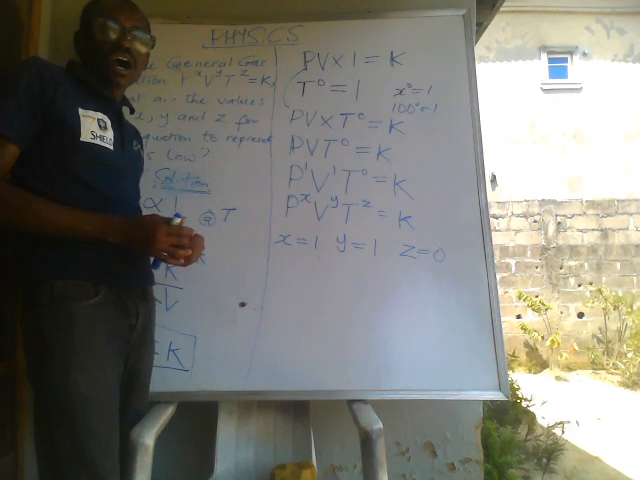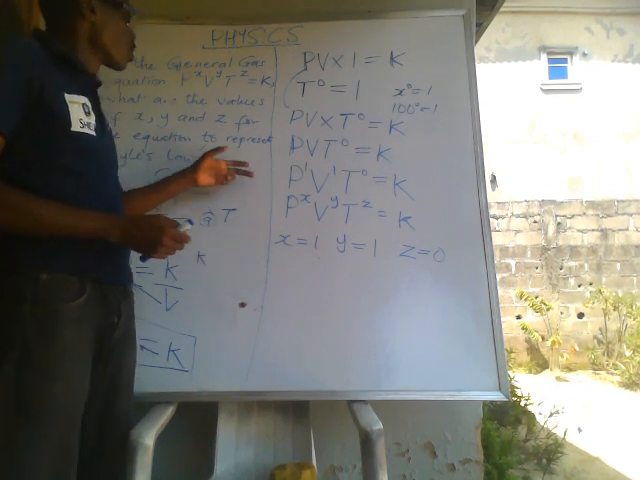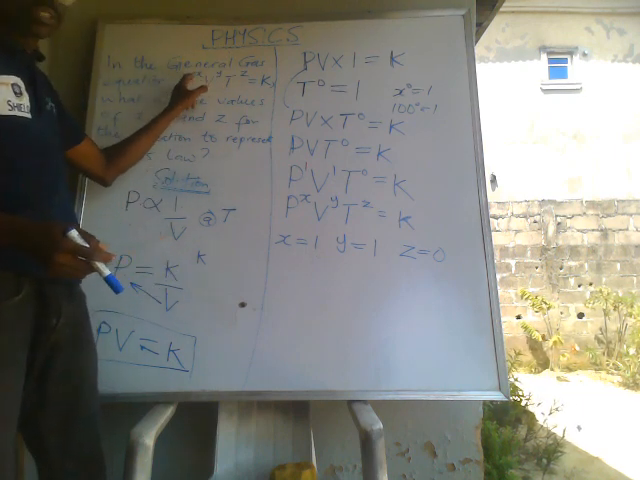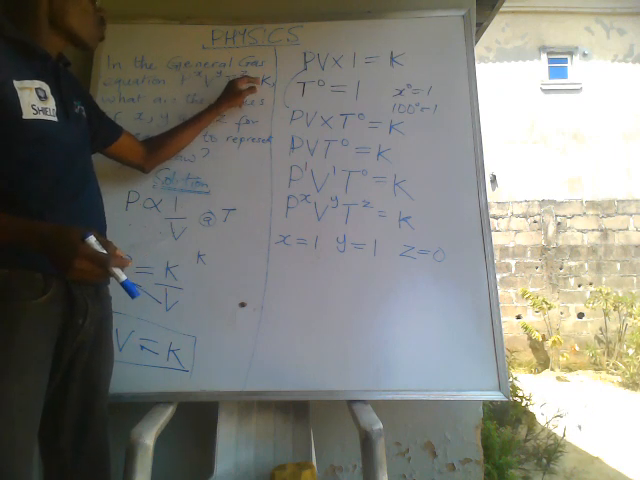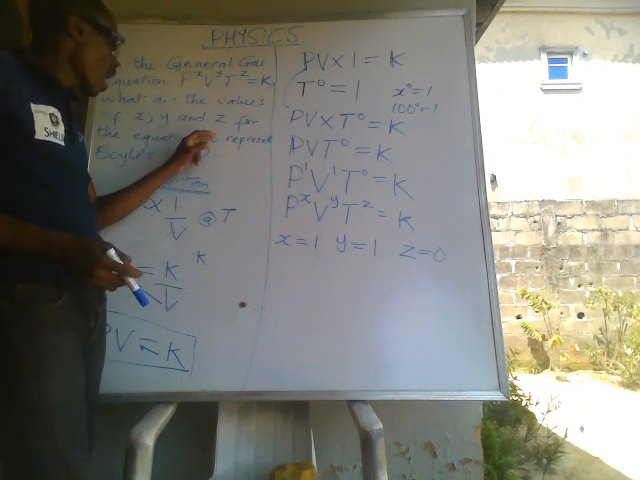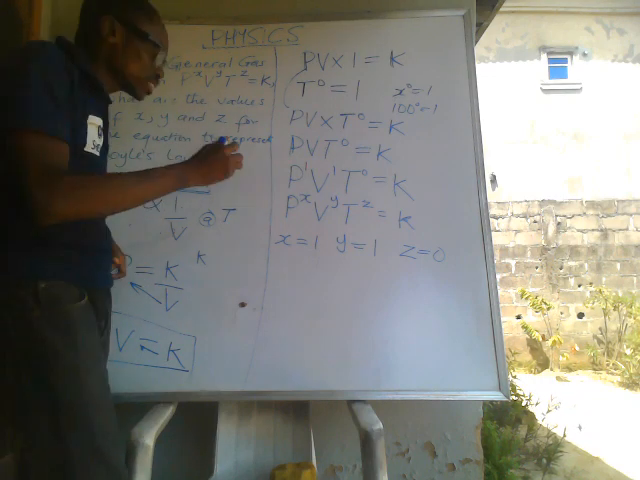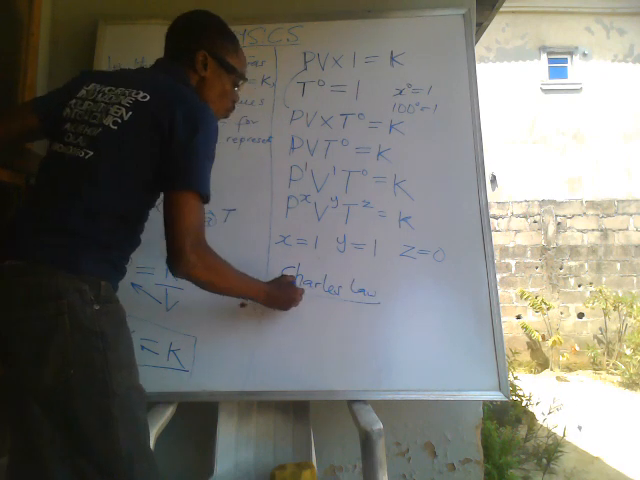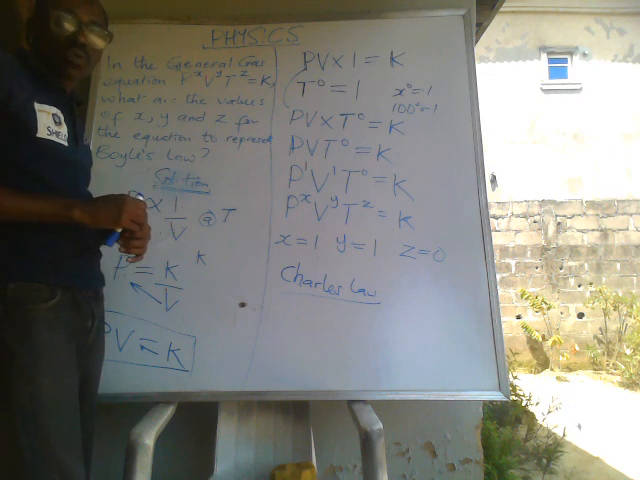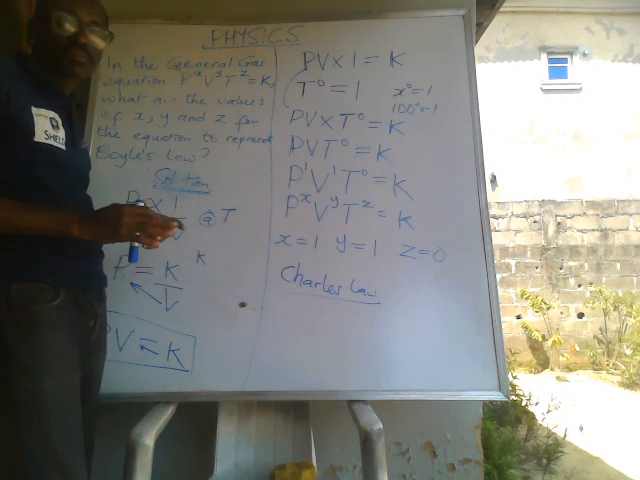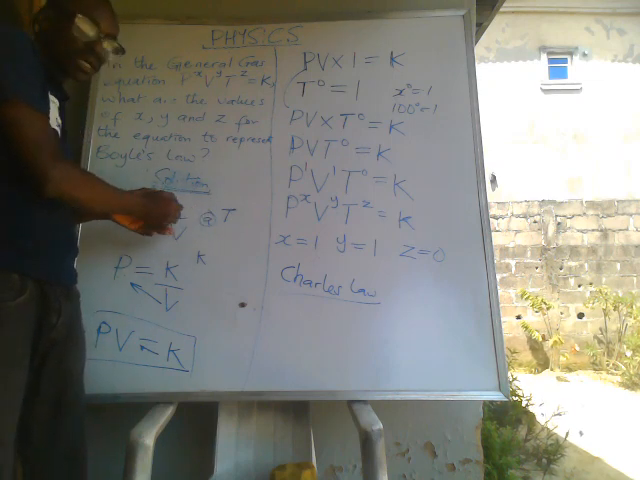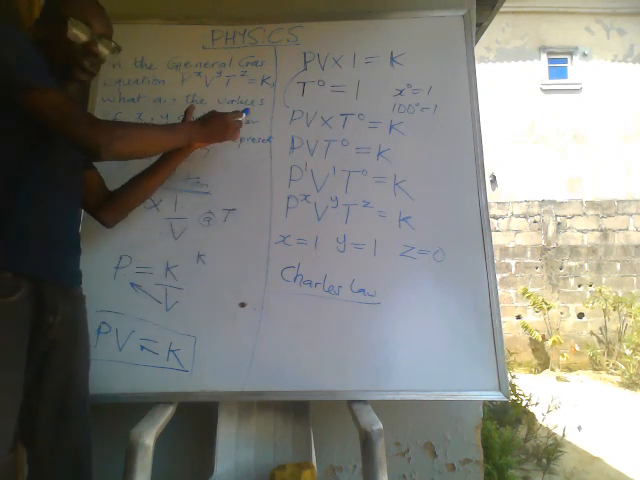But I would like you to try an exercise. Still for the same question, in the general gas equation, P raised to power x, V raised to power y, T raised to power z equals K, what are the values of x, y, and z for the equation to represent Charles' law? The first thing you do, just as we did, is know Charles' law, and from Charles' law you formulate the mathematical expression, and then you follow the whole procedure and arrive at the answer.